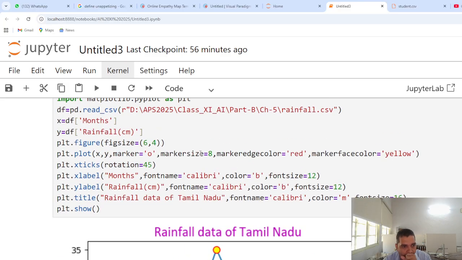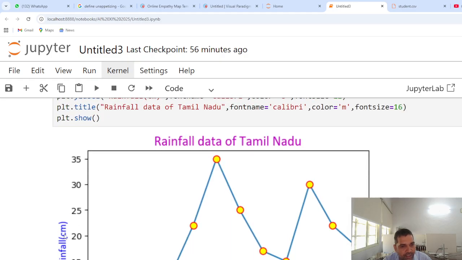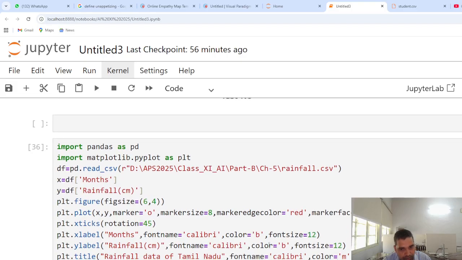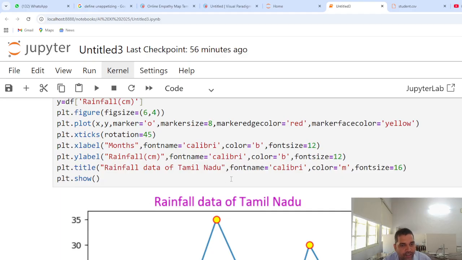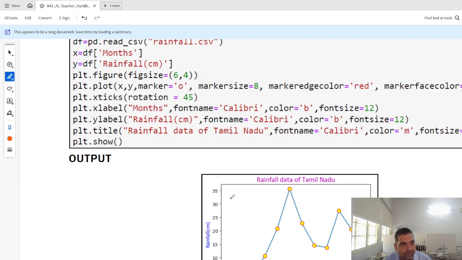Now the y-label: you see rainfall centimeter is written on the y-label. What name you want, you add in double quotes, with font name category, and it will be printed. The color is blue, size is 12. Now the title is rainfall data of Tamil Nadu. See, this is the title, with font name category, color magenta, font size 16. Okay, so now it is clear, students. I think you understand.